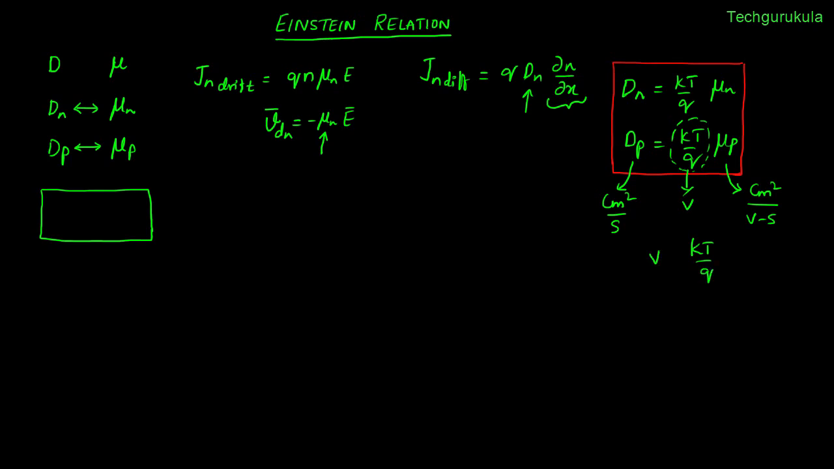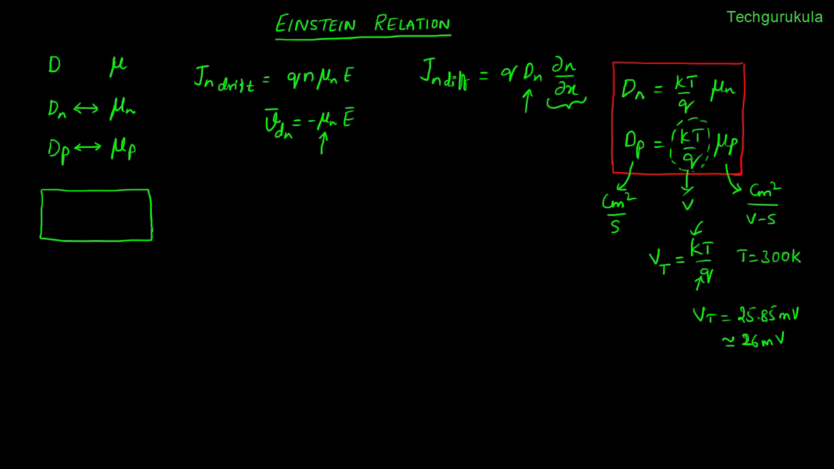We have a notation for this: whenever we have kT over q, we write it as VT, which we call the thermal voltage, because it depends only on the temperature, and the rest are constants, where k is a constant and q is a constant. At room temperature, where T is 300 Kelvin, VT is equal to 25.85 millivolts, which can approximately be written as 26 millivolts.